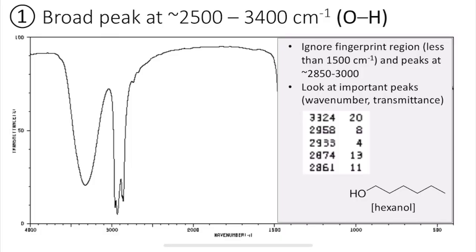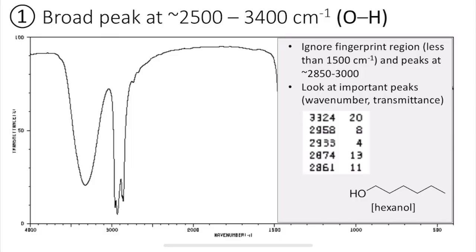We are given a list of numbers over here. The first column is for the wave numbers and the second column is for transmittance. The lower the transmittance, the higher the absorbance, thus the stronger the signal and the more obvious the peak.